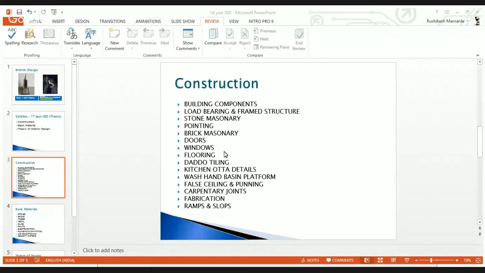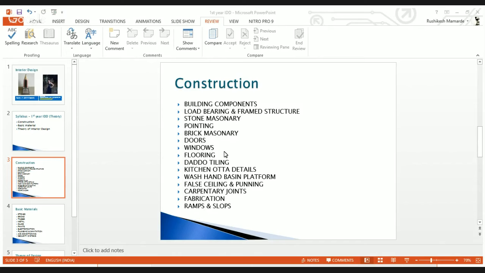Then the fabrication, like construction of stairs or windows, or all the steel parts, which come under fabrication. We are going to study steel. There are different types of metals. Then steel reinforcement: for reinforcements we need steel, right? So for that we should know the fabrication stuff, right? So we are studying that under the fabrication topic.